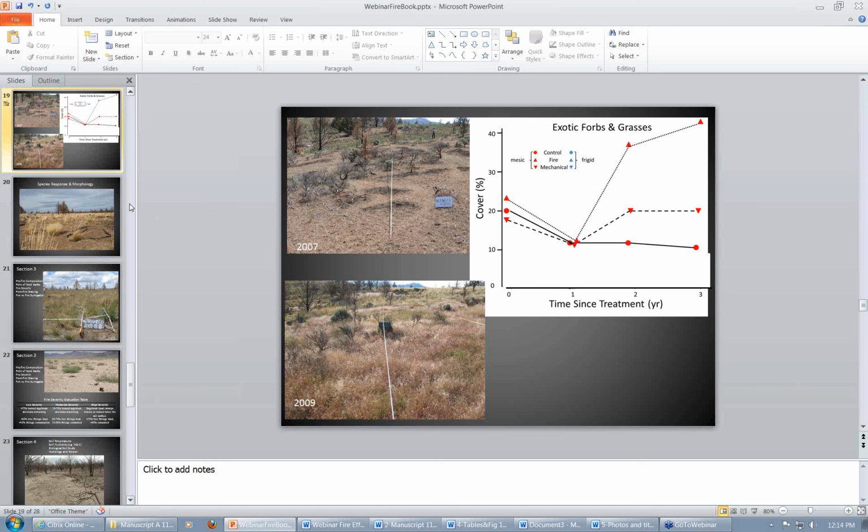But in the sites that were in poor condition, and you can see the '09, we had a huge increase in cheatgrass two years after. So the answer that is right most of the time if you ask that question is going to be, it depends.